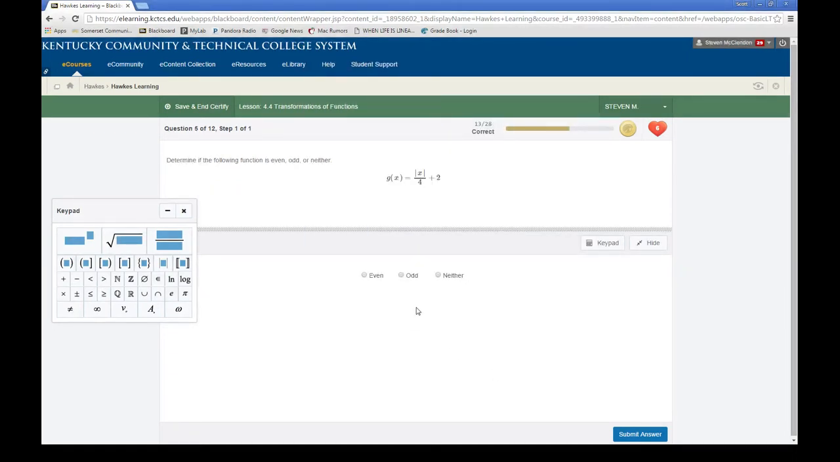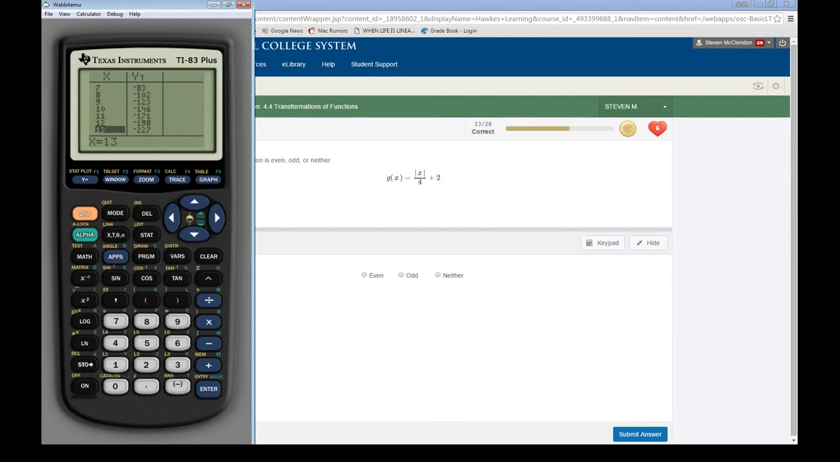So here we want to see if it's even, odd, or neither. And remember, if it's even, it has y-axis symmetry. If it's odd, it's origin symmetry. And if it doesn't have either of those, it's neither. So if you want to graph that, you need to hit Math, go over to Num, and ABS is how you find the absolute value. And you put the x in, close it up, divided by 4, and then plus 2. The divided by 4 makes it compressed, so it's not as sharp a V, so to speak. The plus 2 makes it go up 2.